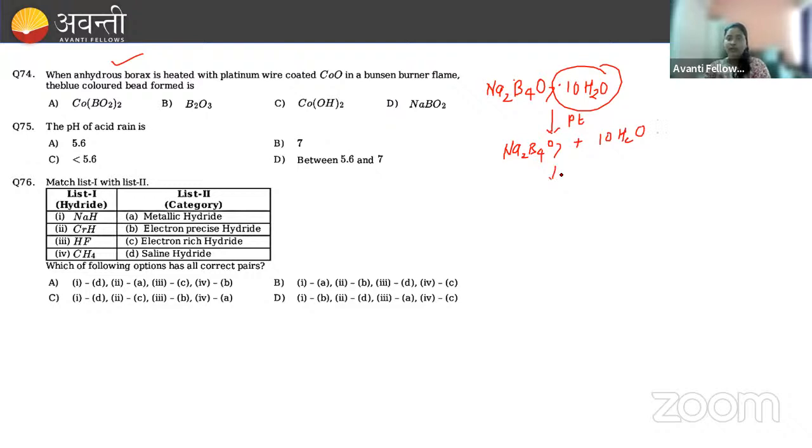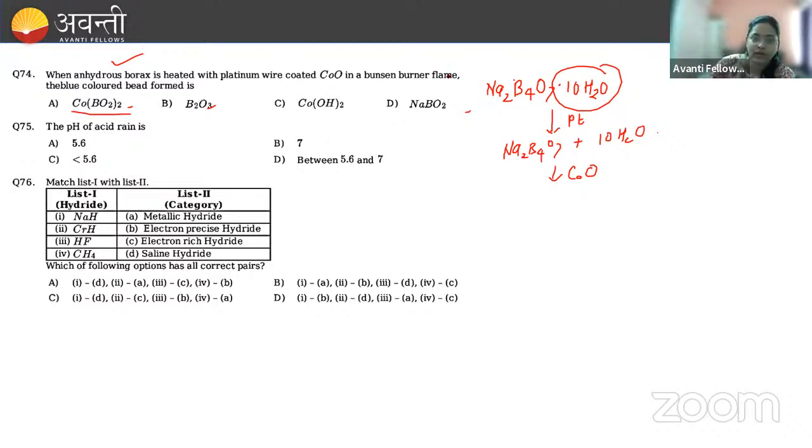When this is coated with CoO, cobalt oxide, what are we going to get for the blue colored bead? We are going to get Co(BO2)2, then NaBO2 and then B2O3. So these are our three products, and the blue colored bead is due to this Co(BO2)2.